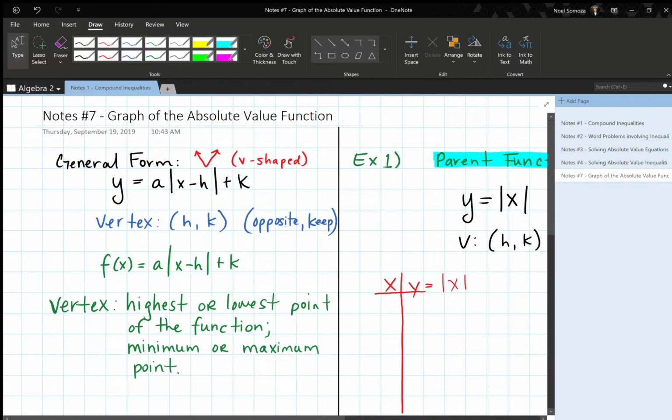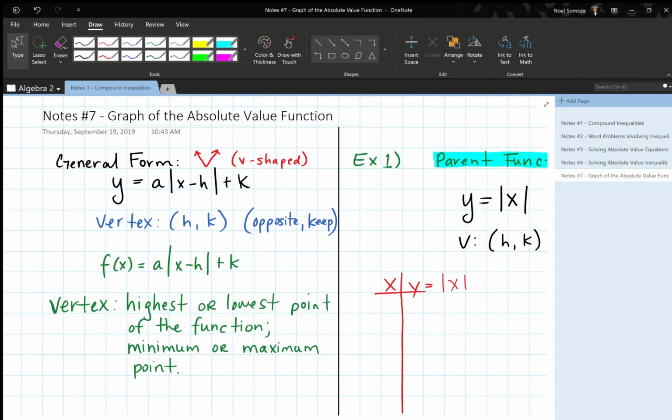Today we're going to be looking at the first lesson in second unit. So we're moving away from our word problems. We're moving into lots of graphs. Lots of graphs. So we're going to start with the absolute value function because we've been talking about absolute value in the previous unit.